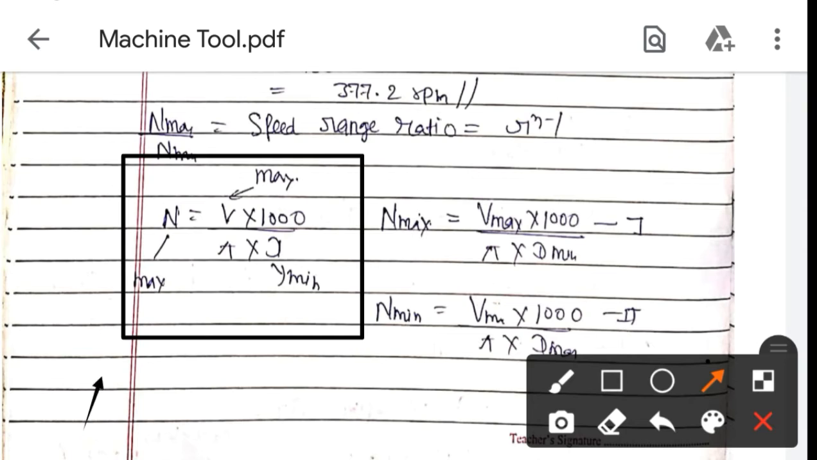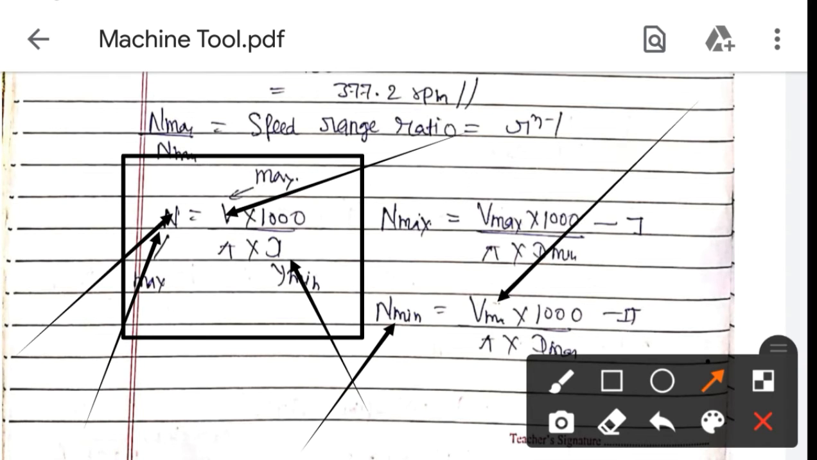So let's take this as N max. When we take N max, V should be the maximum and D should be the minimum, only then will we get N max. This is from basic mathematics. Similarly for N minimum, V will be minimum and D will be the maximum. So after finding N max and N minimum, this is equation number 1 and equation number 2.